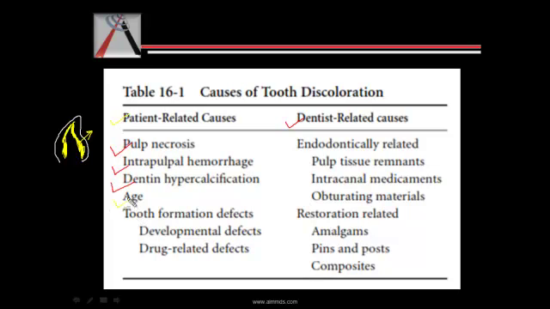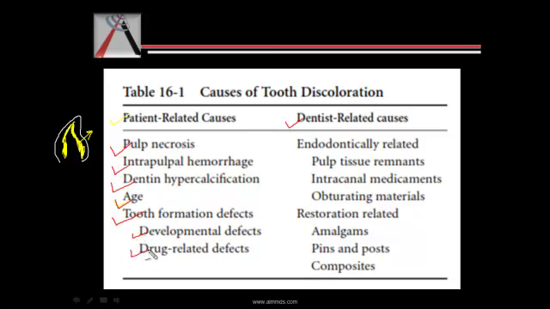Then we have aging. Aging may result in discoloration due to various reasons such as extrinsic staining. It can be because of excessive dentine deposition, further the loss of the translucency of enamel, and there are roughness, pitting, and adhesion on the tooth that attract more stains. Then we have some tooth formation defects, that is, developmental defects such as amelogenesis imperfecta, dentinogenesis imperfecta, etc.